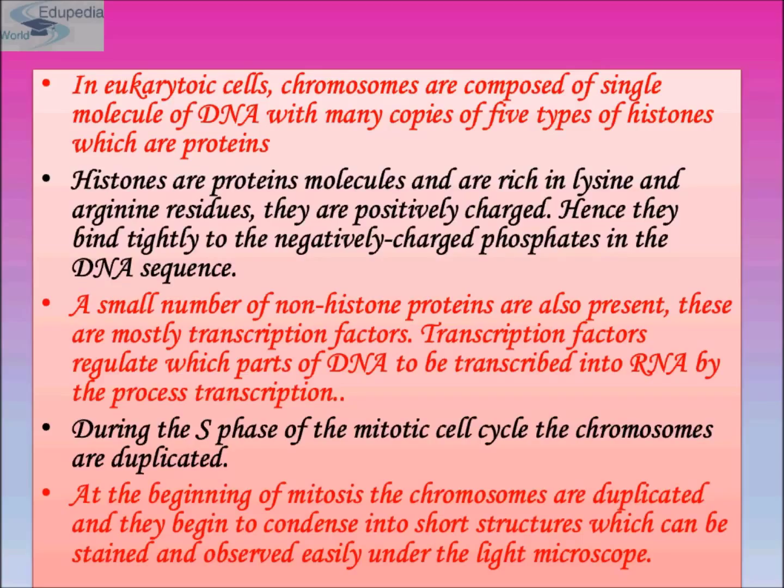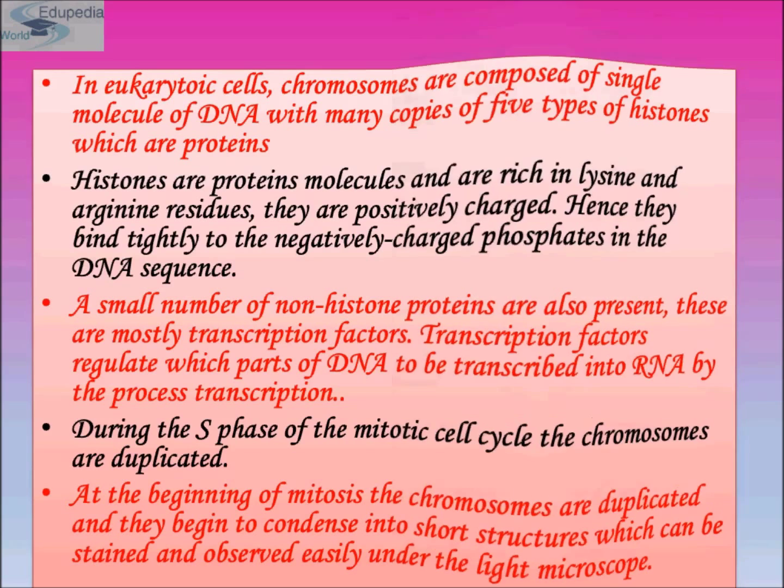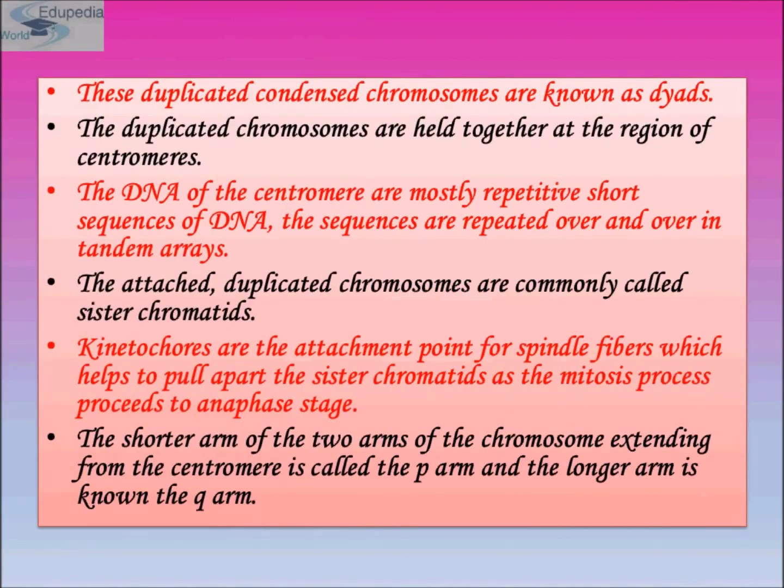During the S phase of the mitotic cell, the chromosomes are duplicated. At the beginning of mitosis, the duplicated chromosomes begin to condense into short structures which can be stained and observed easily under the light microscope. These duplicated condensed chromosomes are known as diads. The duplicated chromosomes are held together at the region of the centromere.